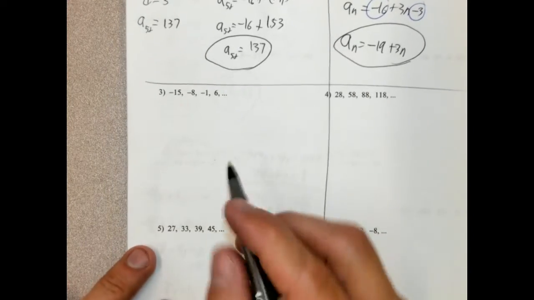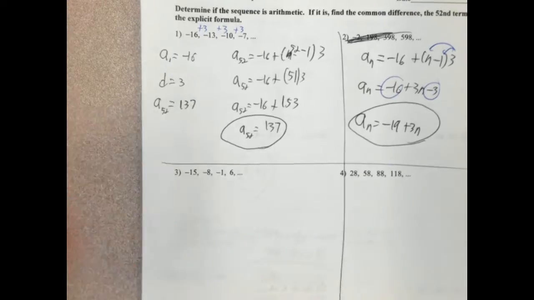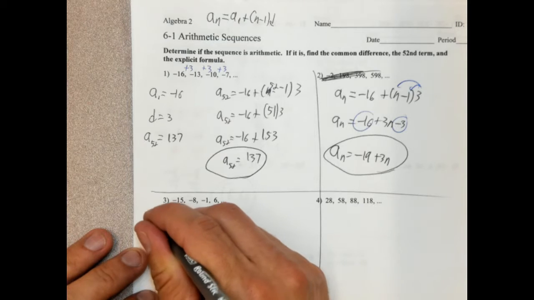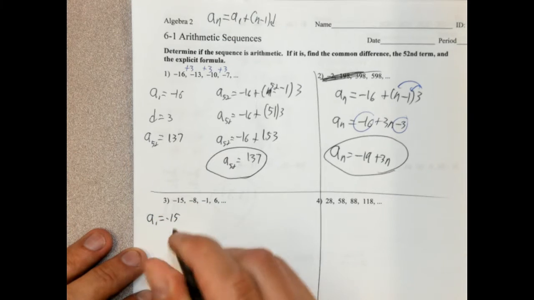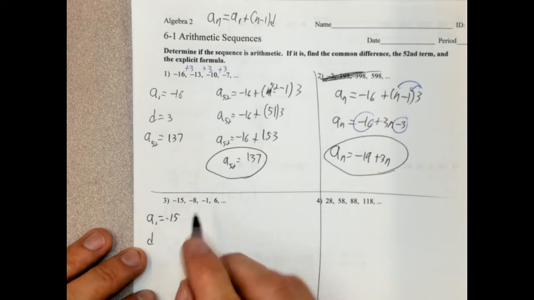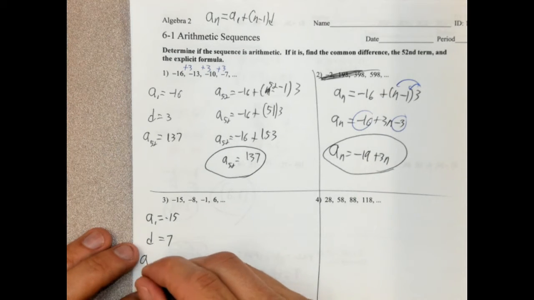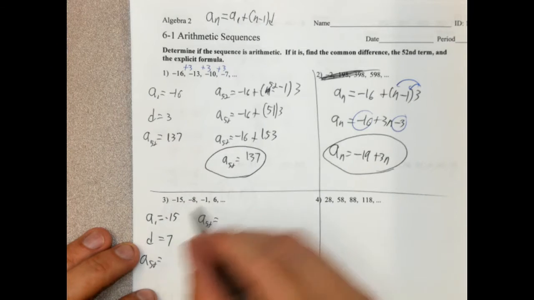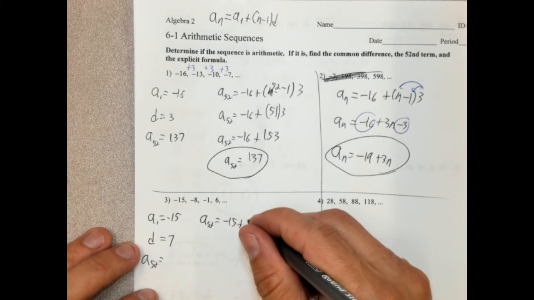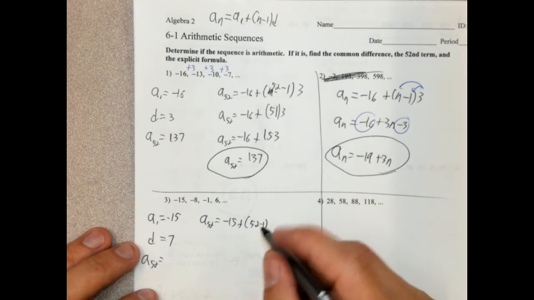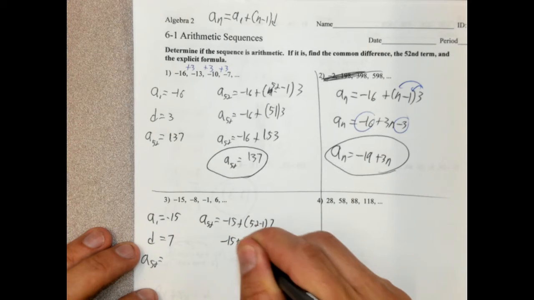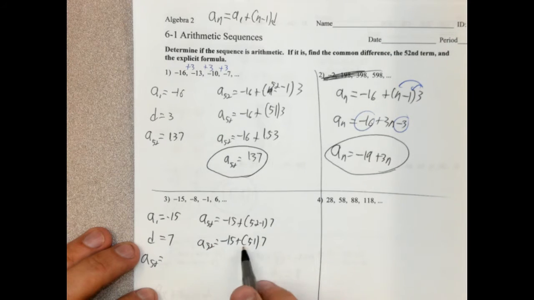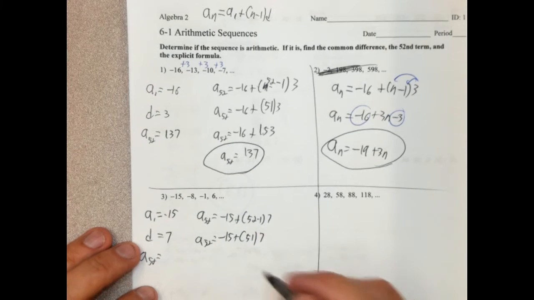All right, let's try the next one. So let me zoom out so you can still see the formula. There we go. So our first term is negative 15. Our common difference, it's going up by 7, it looks like. And we're looking for the 52nd term. So a sub 52 equals our starting term, negative 15, plus 52 minus 1, and the common difference is 7. So negative 15 plus 51 times 7. And 7 times 51, that's going to be 357, I believe.